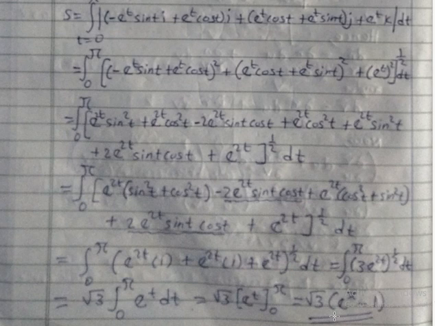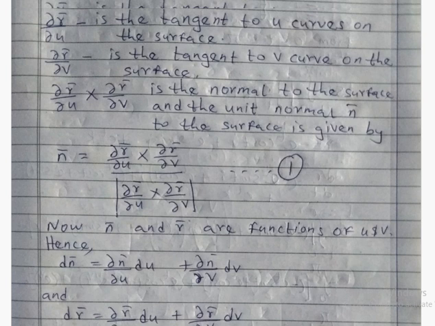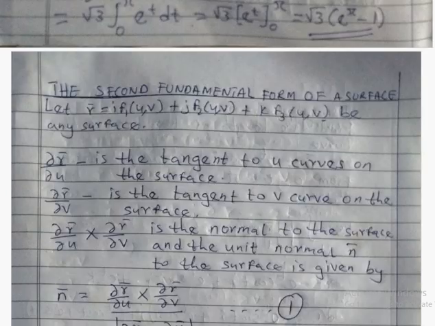Let's now look for the second fundamental form of a surface. And the second fundamental form of a surface is obtained as follows. So our surface r equals f1 i plus j f2 plus k f3, where f1, f2, and f3 are functions of u and v.